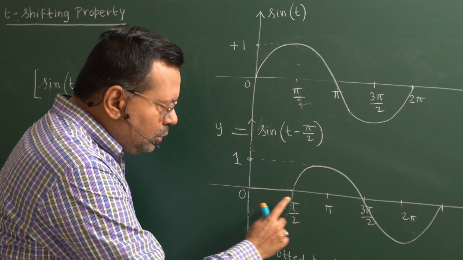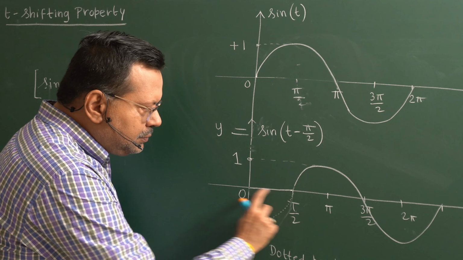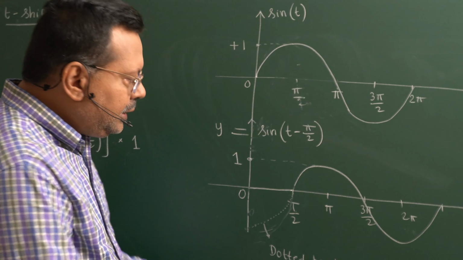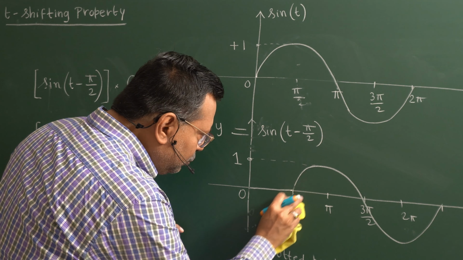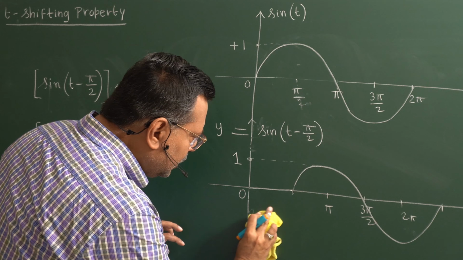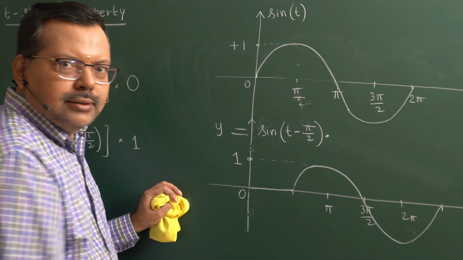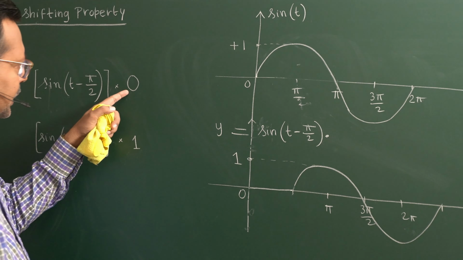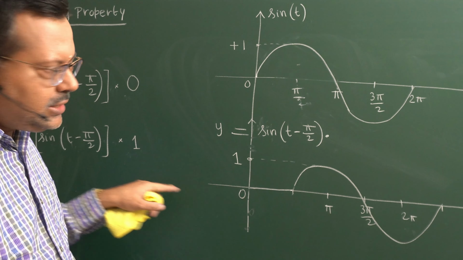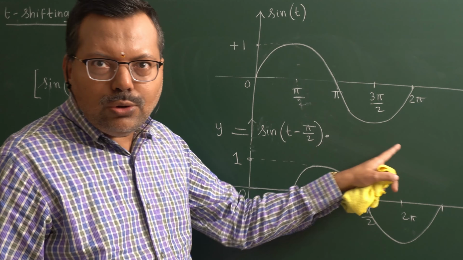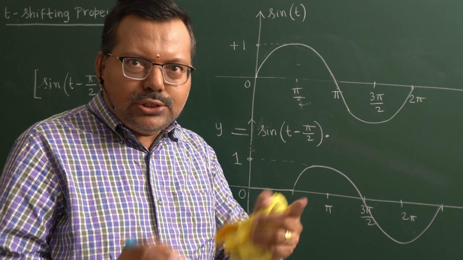When I multiply by 0, this dotted portion becomes 0. So that's the meaning, which means that you can actually remove this dotted portion. This dotted portion can be removed provided you multiply this by either 0 or 1. So the question is that you have to write down either 0 or 1.